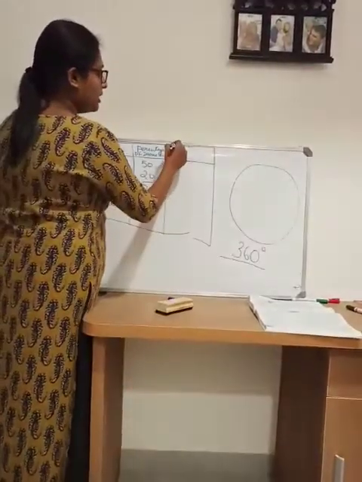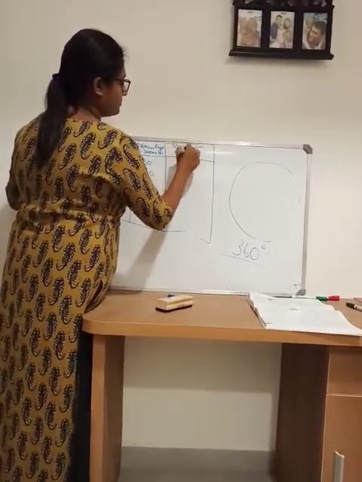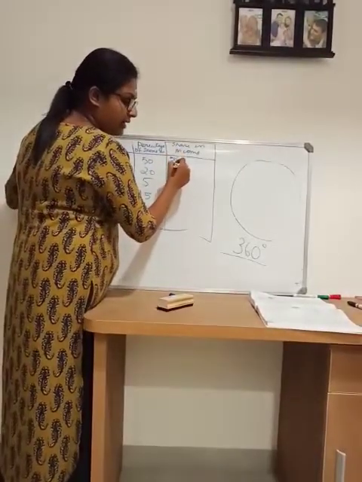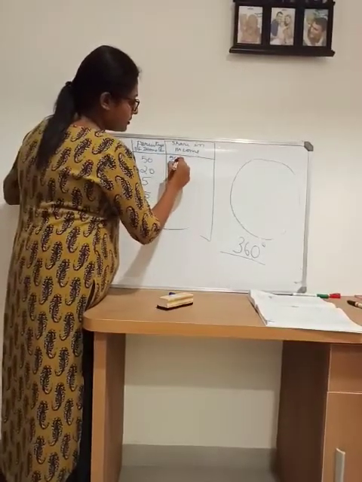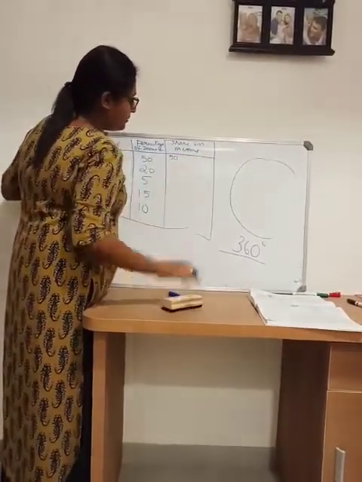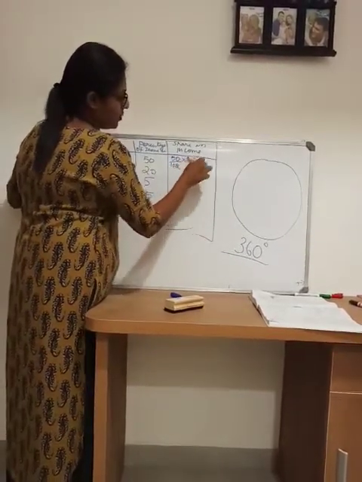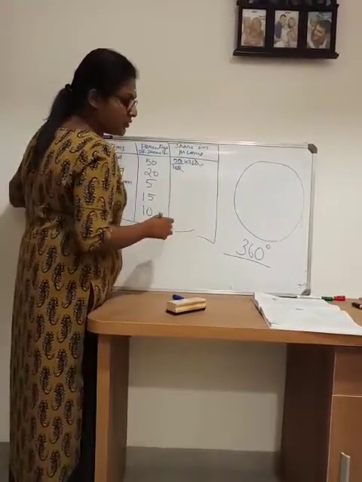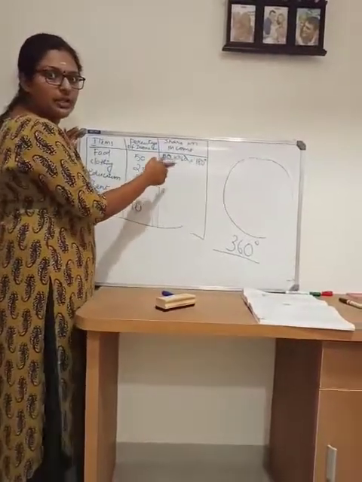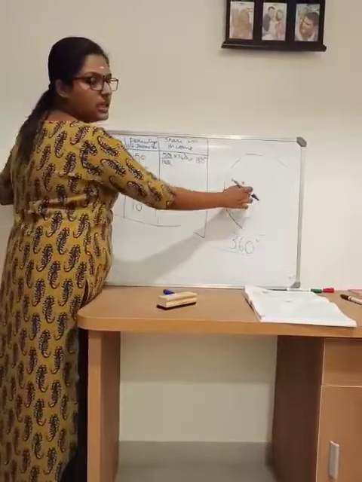So here, the share in income, in 360. Here it is 50% of 360. That means 50 by 100 into 360. Zeros cancel, zeros cancel. 36 into 5 is 180 degrees. That is the share in degrees. These are the values we will depict in the circle.